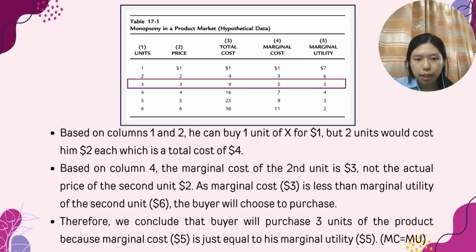We can see this on the table based on column 1 and column 2, where the buyer will buy the first unit of X for $1, but the second unit will cost him $2 each, which is a total cost of $4. Based on column 4, the marginal cost of the second unit is $3, not the actual price of the second unit, which is $2. As marginal cost is less than marginal utility, the buyer will continue to purchase. We can conclude from this that the buyer will purchase 3 units of the product because MC equals MU.